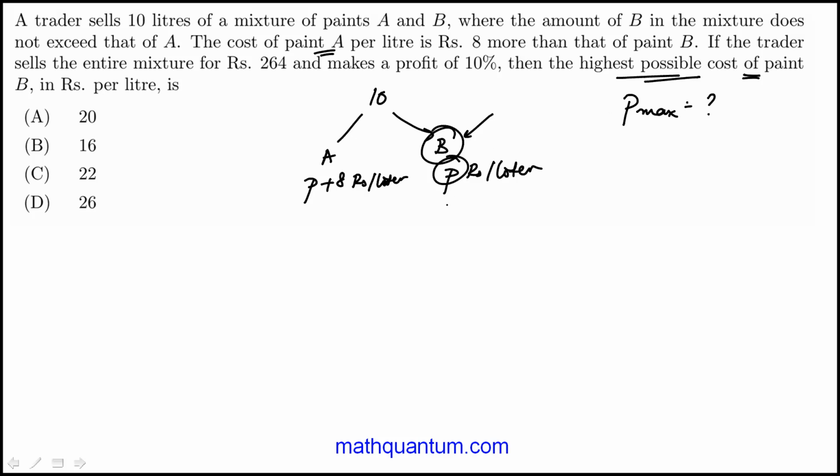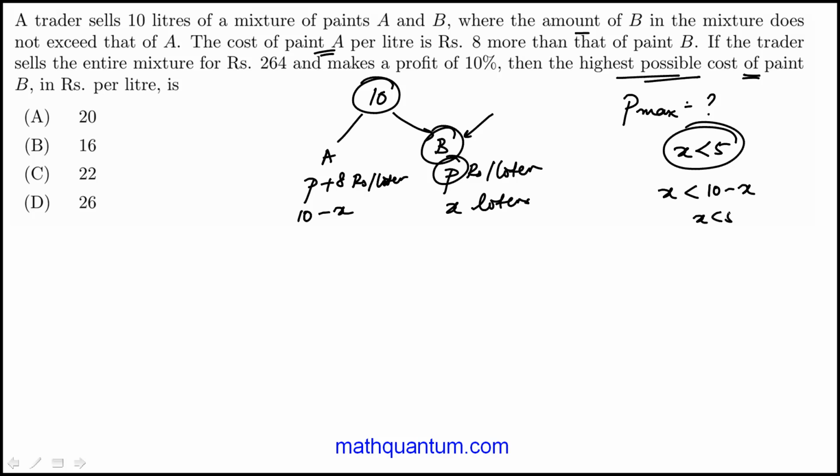And let's say I have X liters of paint B, then A would be 10 minus X, because total has to be 10. The other condition is that the amount of B does not exceed that of A, which means X has to be less than 5. I mean, you can express that algebraically like this, and that would eventually give you that. But conceptually, you can directly write that.